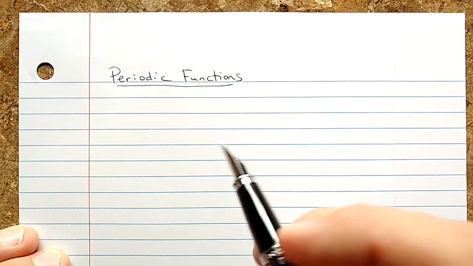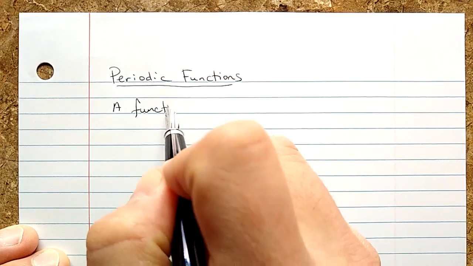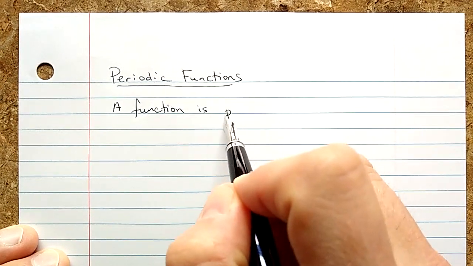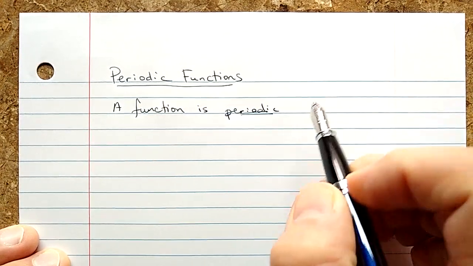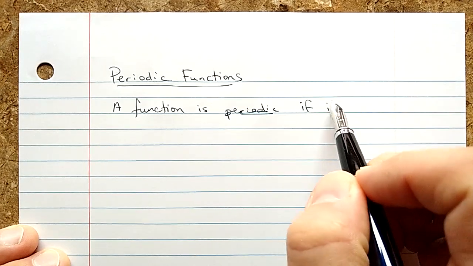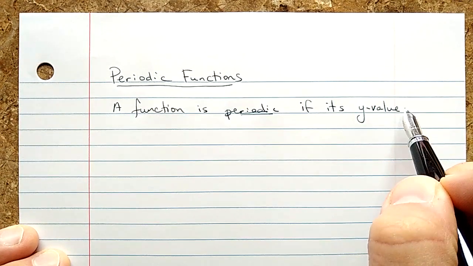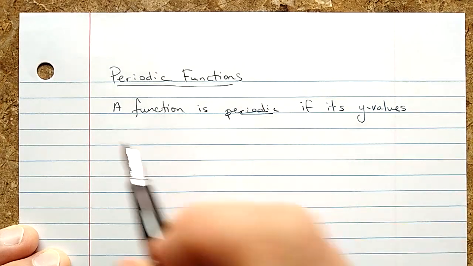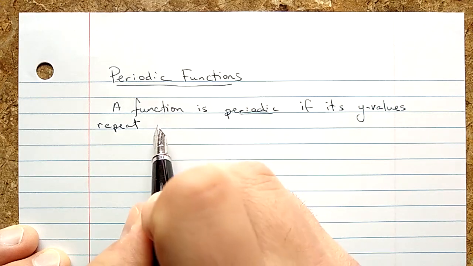Let's learn about periodic functions. Here's the formal definition. A function is periodic if its y values, that's the value of the function, repeat at regular intervals.